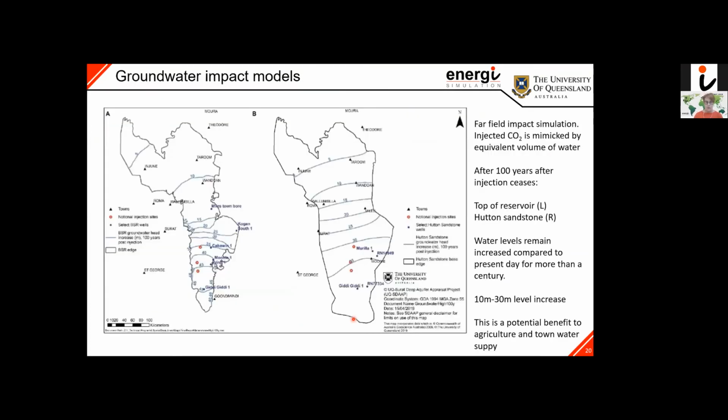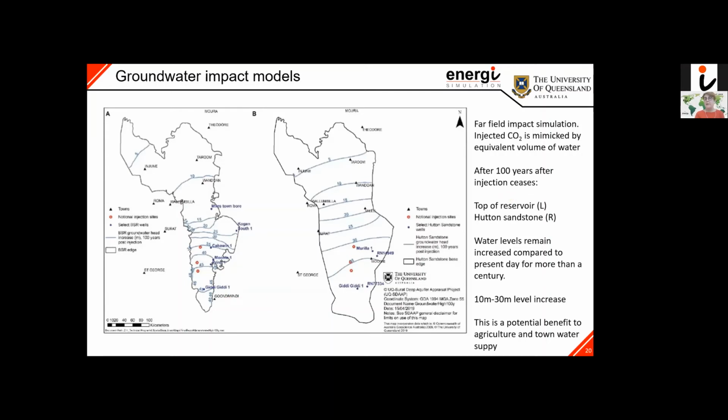The groundwater impact is an interesting one. It was modeled at very large scale with a hydraulic model, a single phase model. CO2 injection was mimicked by injecting an equivalent volume of water. And you see here water level increases after 100 years, after the injection ceases.